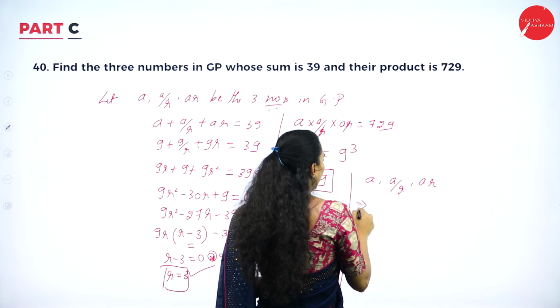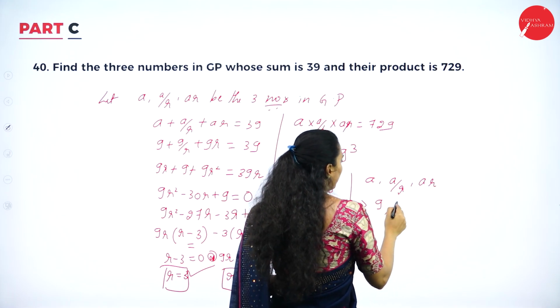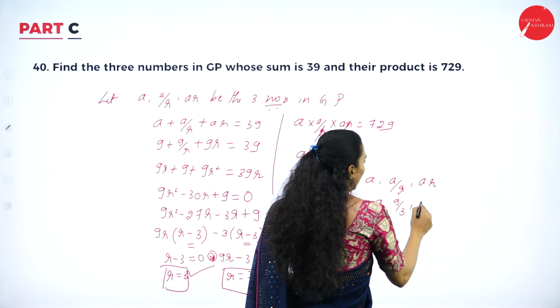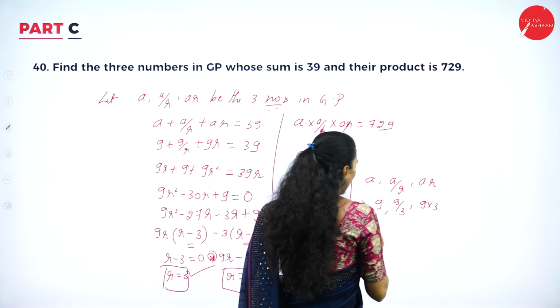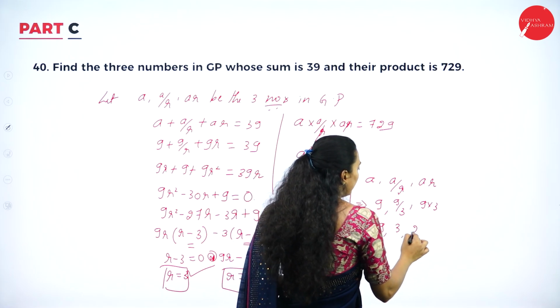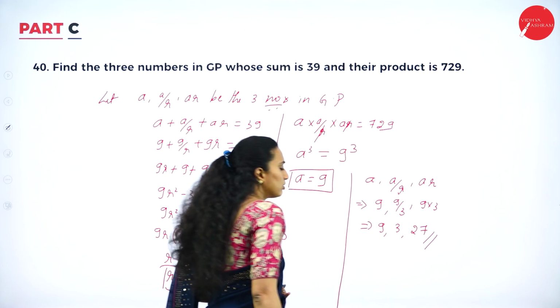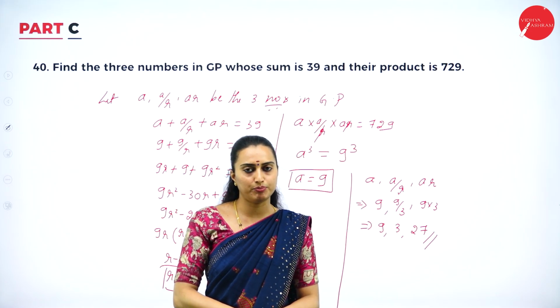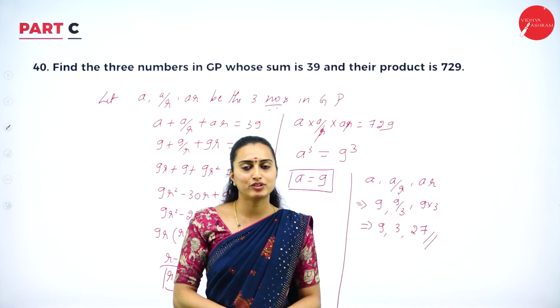Substitute the values of a, which is 9, and a by r, which is 9 by 3. So a into r, which is 9 into 3. So the answer you are getting: 9, comma, 9 by 3 is 3, comma, 9 into 3 is 27. So these will be the three numbers you are going to get for the GP. I hope you understood this one.